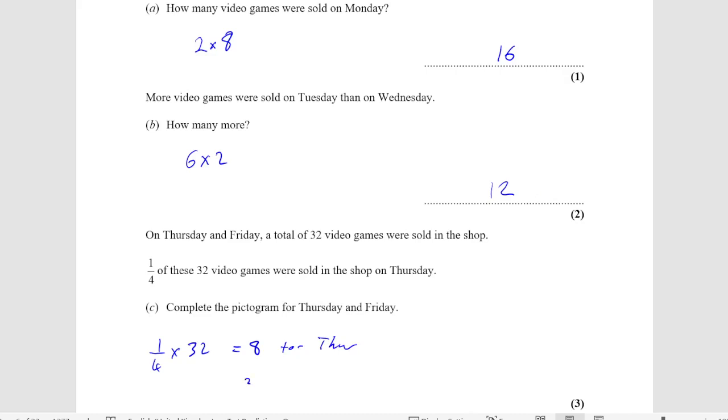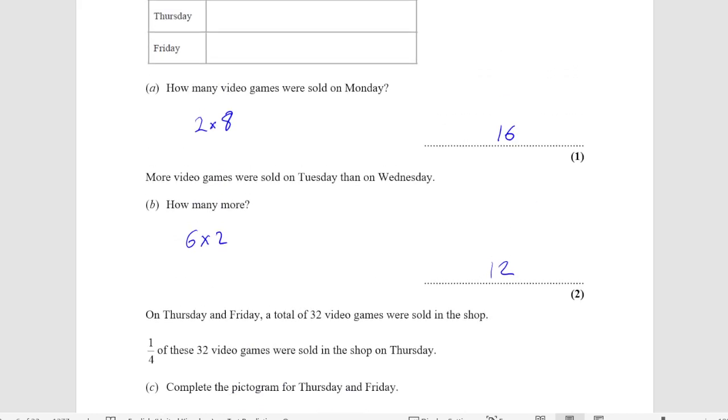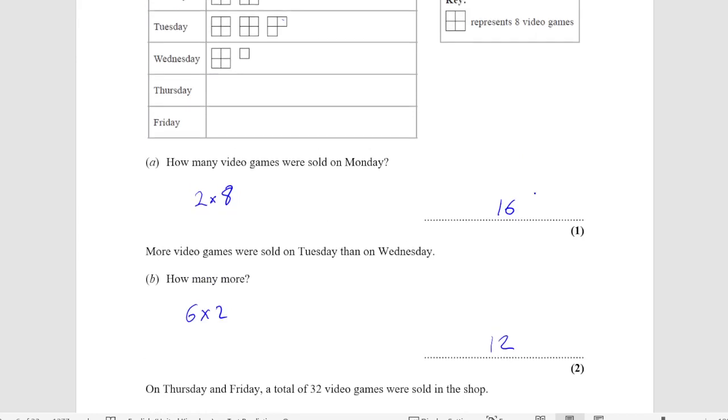32, 8, 16, so I've done a third. No, sorry, what am I talking about? 8, 16, 24 for Friday. So that's going to be 1 full square for Thursday, and 3 full squares for Friday. There we go.